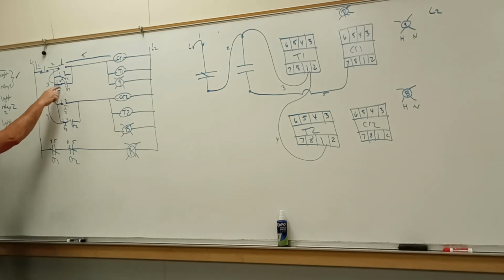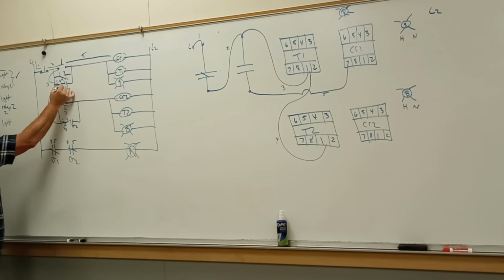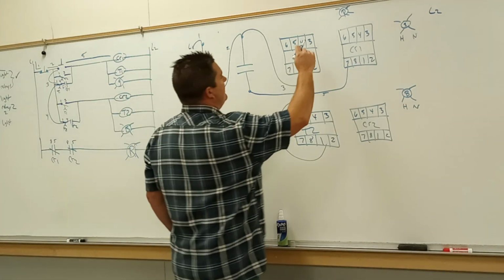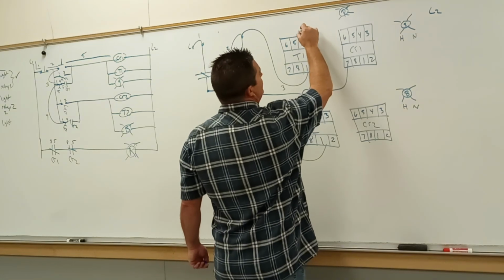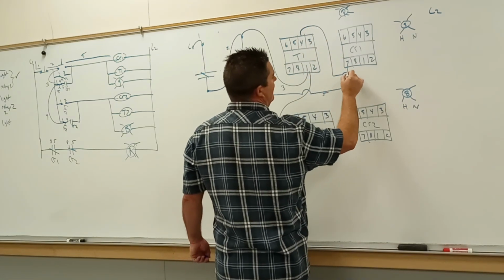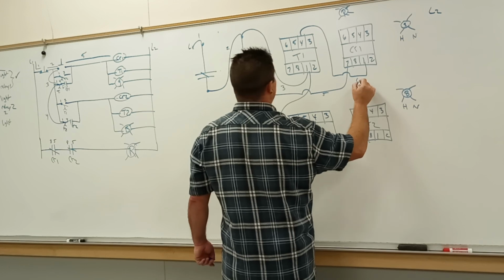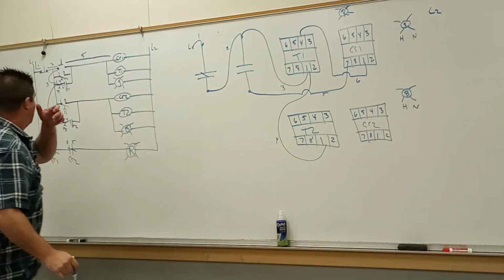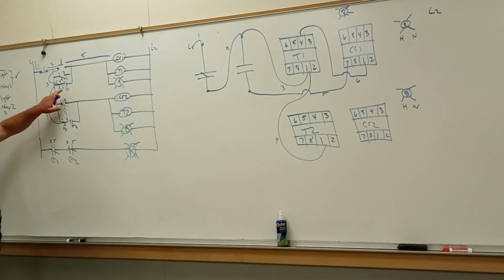I'm going to go out of T1 number 4 going into CR1 number 1. That's going to be wire 6. So T1 number 4 into CR1 number 1, wire 6. Perfect. Now I got that one in.